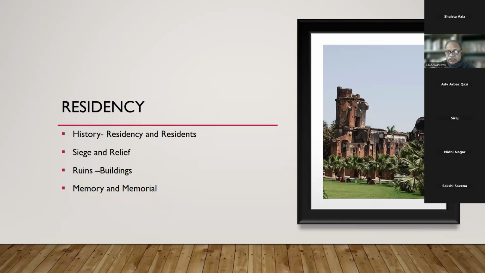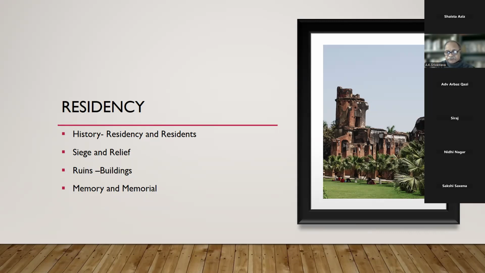Because sometimes I get a feeling that whenever we conduct a walk and talk to people about Lucknow, most of the time we are not able to relate it with the rest of Awadh or with the rest of India. And the history of Lucknow is not complete unless we put it in the broader frame of Awadh and India. So, very briefly, something about that too.